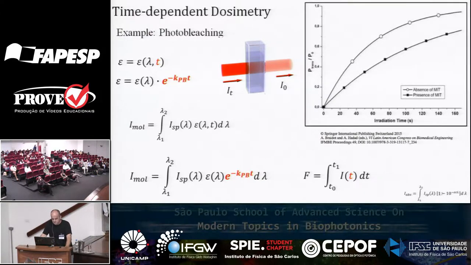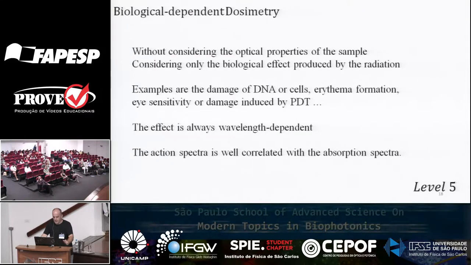So, what is next? Here, the next is somewhat different. If you don't know what happens with your sample, you don't know the optical properties of your sample, you are doing an experiment in vivo, what can you do if you know nothing about your optical properties? You can look only at the biological effect. You know that if you are interacting with different wavelengths, you have different responses, of course. The response is highly correlated with the absorption spectrum, because the absorption spectrum would give an effect. But you know nothing about that.